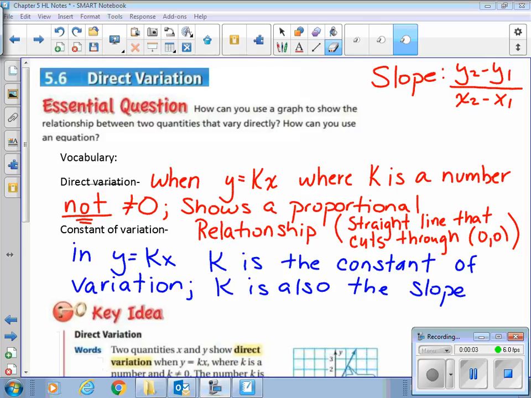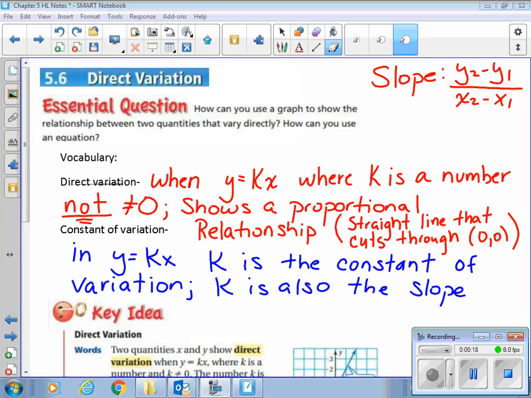This last video for chapter 5 is lesson 6, which is direct variation. The essential question: how can you use a graph to show the relationship between two quantities that vary directly, and how can you use an equation?